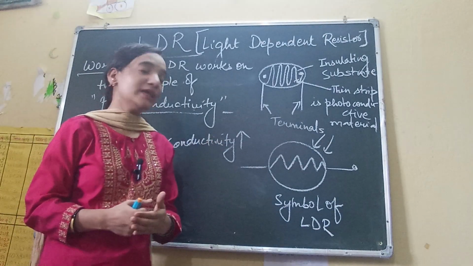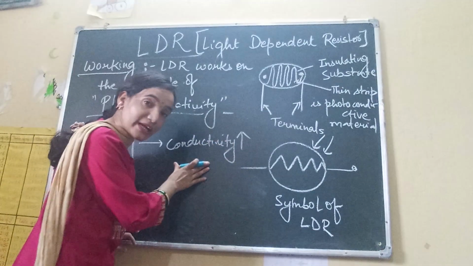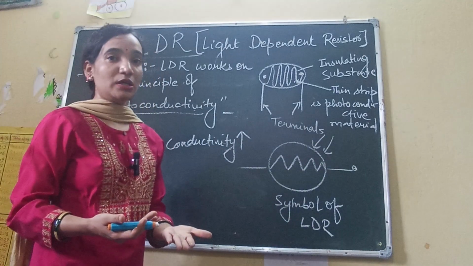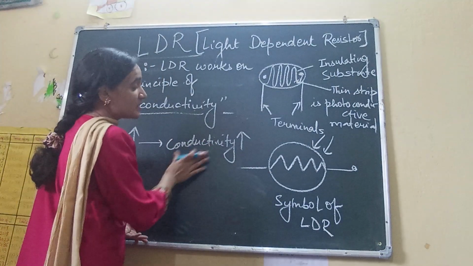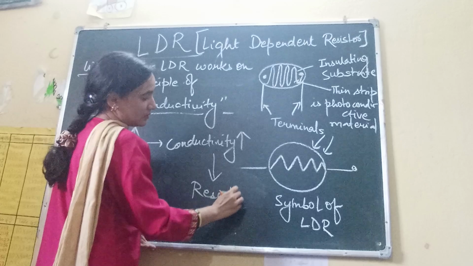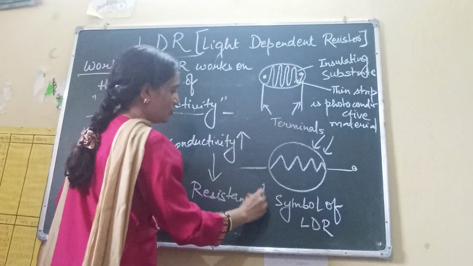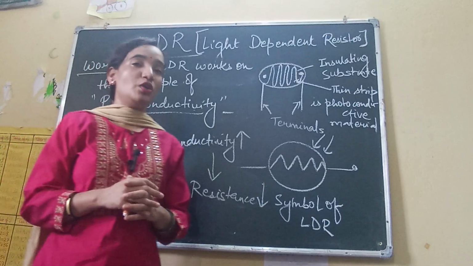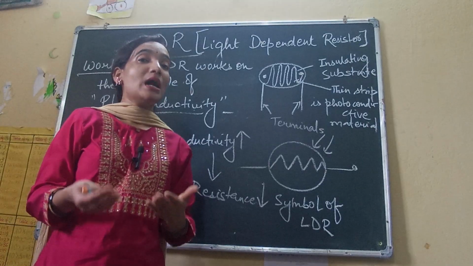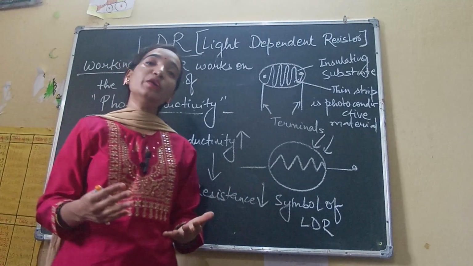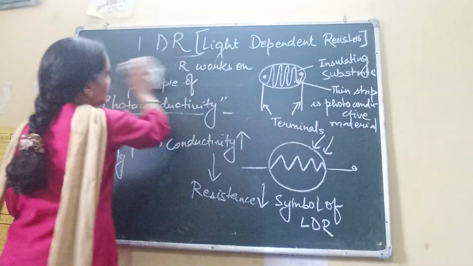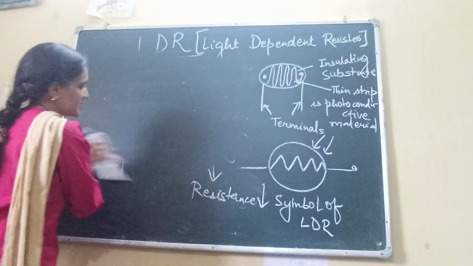And when the conductivity is increasing, since we know that conductivity is inversely proportional to resistance, our resistance will drop. Okay, resistance will drop. So this is the working of LDR. Now let us try to understand how it works in the automated street light system.